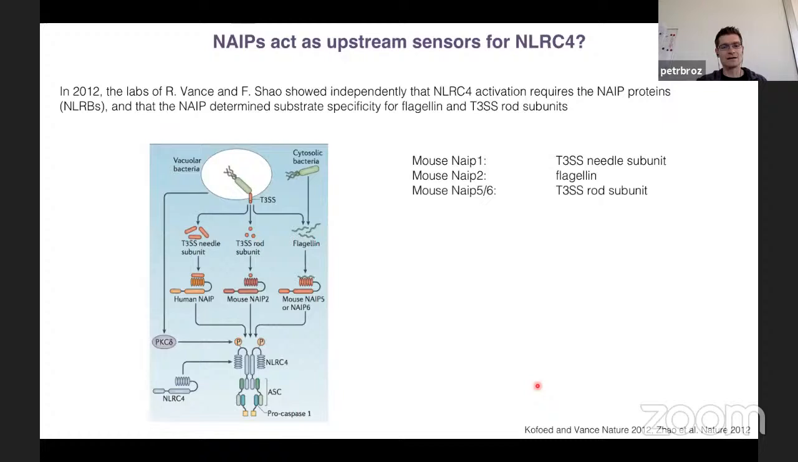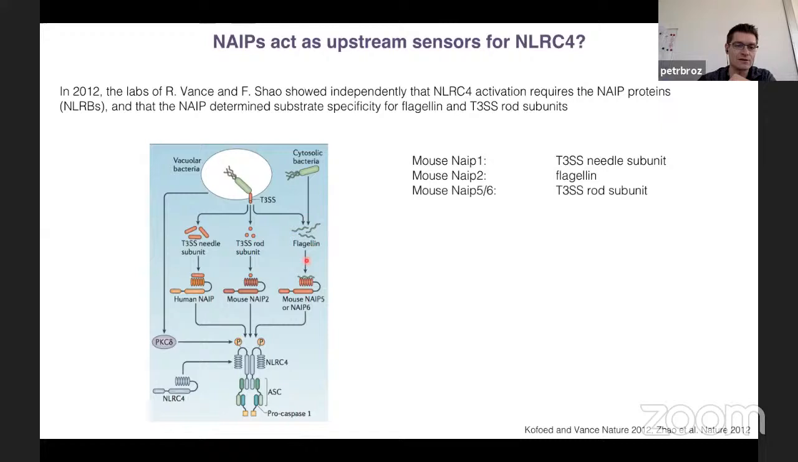And indeed, that was finally shown in 2012 by the labs of Russell Vance and Feng Shao, independently. They showed that the different NAIPs determine the specificity for the different substrates. So NLRC4 in that case would not be the direct sensor, but it employs upstream sensors that detect these proteins. For example, mouse NAIP2 detects specifically the rod subunit, mouse NAIP5 and 6 detect flagellin.